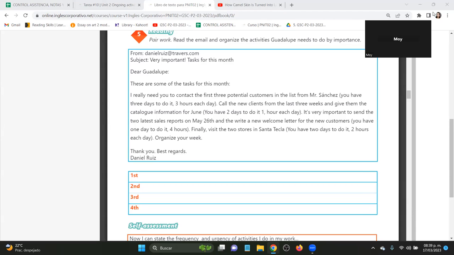3 hours each day. Call the new clients from the last 3 weeks and give them the catalog information for June. You have 2 days to do it, 1 hour each day. It's very important to send the 2 last sales reports of May 26 and write a new welcome letter from the new customer. You have 1 day to do it, 4 hours. Finally, visit the 2 stores in Santa Tecla. You have 2 days to do it, 2 hours each day. Organize your week. Thank you, Miss Regan, Daniel Ruiz.